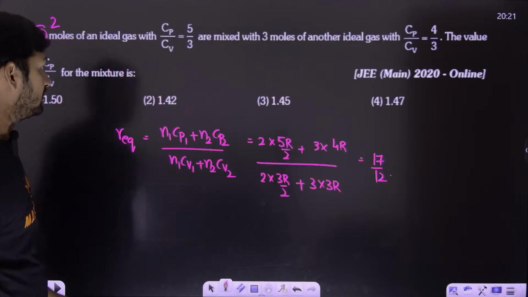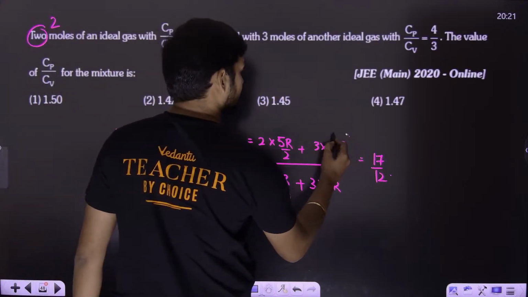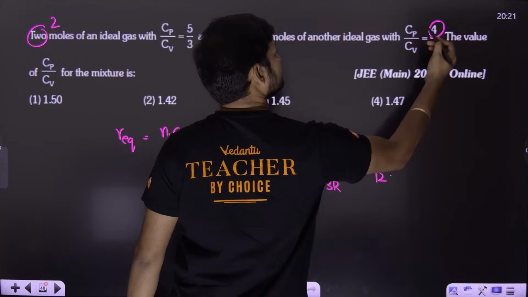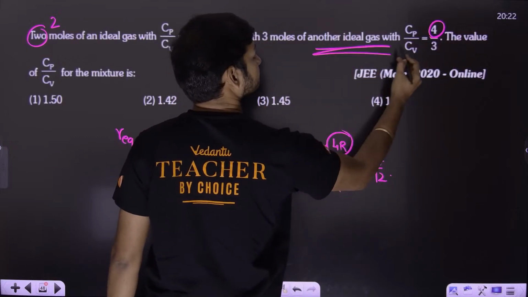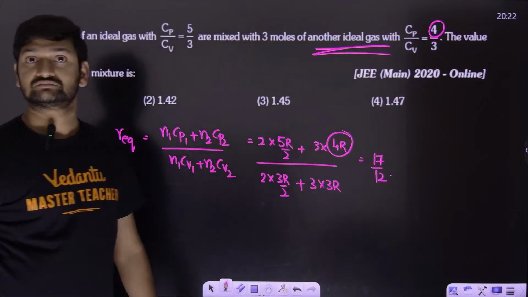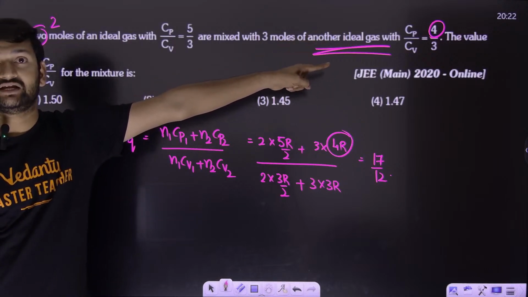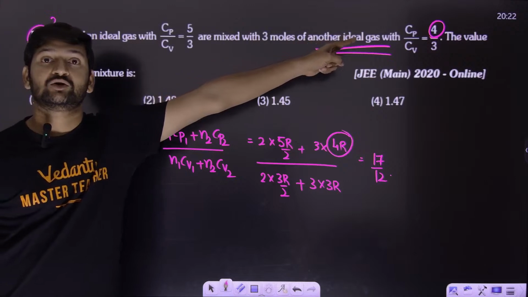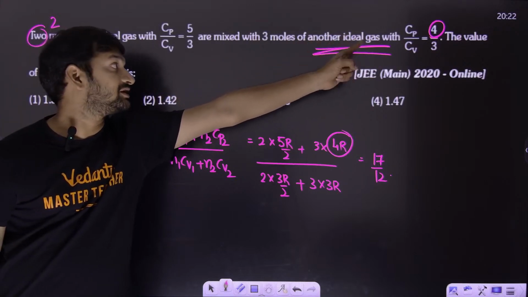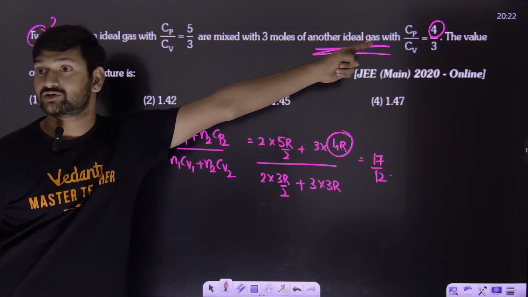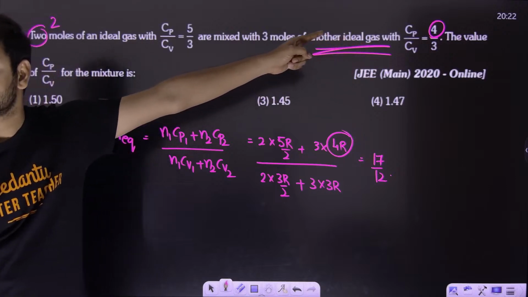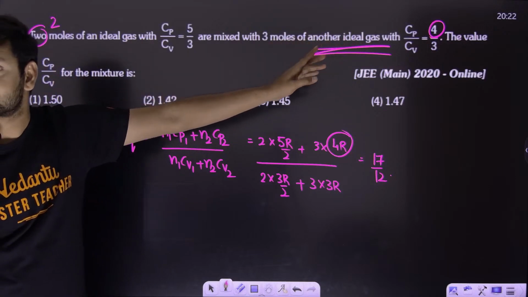Jayanti, how was Cp 4R from here? They said 4 by 3, right? So that means it's going to be 4R. Gamma 4 by 3 is going to be for which gas? It is going to be for polyatomic gas. That's why, Jayanti.